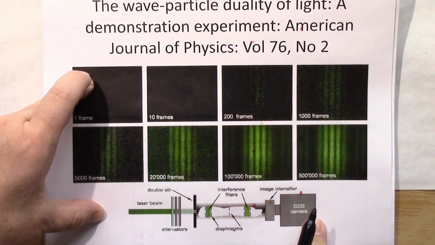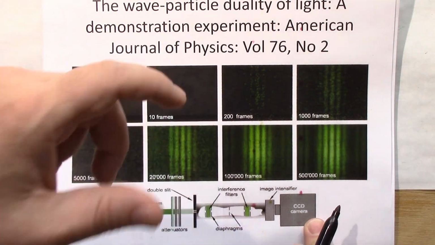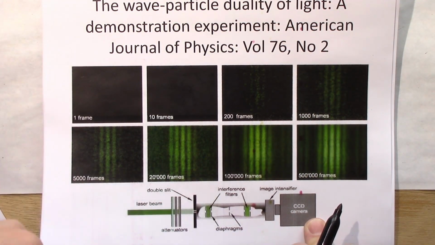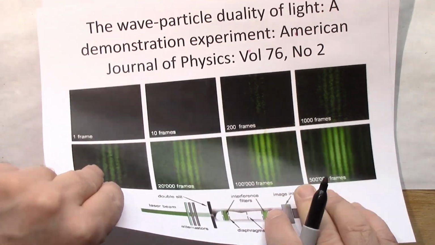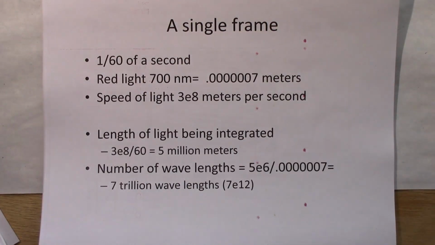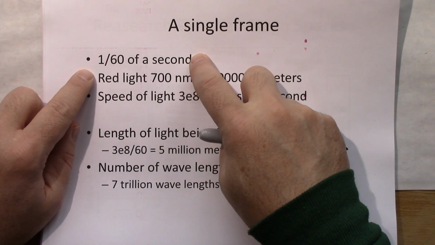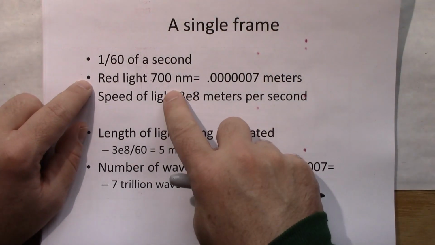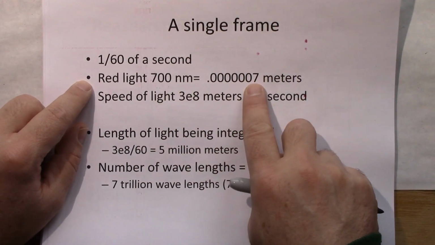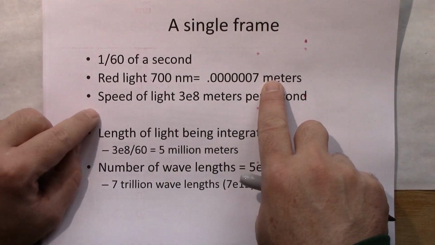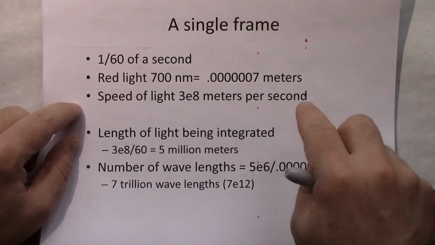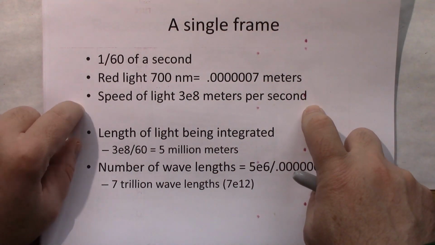A CCD camera has, let's say, a 60 cycle frame rate, which means its exposure time is a 60th of a second or less. So if we take a single frame of the CCD camera, that's 1/60th of a second. Let's assume they're using red light, which has a very, very long wavelength, and that's 700 nanometers. And speed of light, we'll just round it to 3 times 10 to the 8 meters per second.